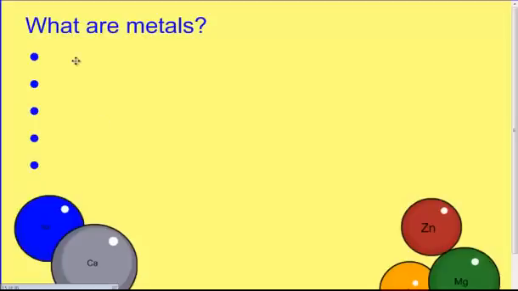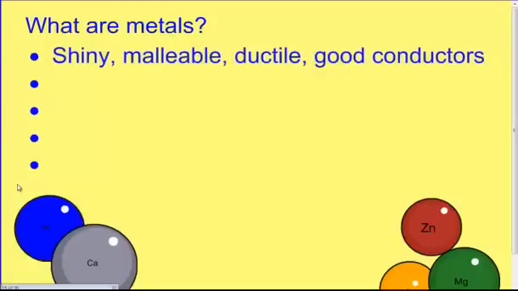What are metals exactly? This is kind of a recap. They're shiny, malleable, meaning they can be pounded into sheets, ductile, meaning they can be drawn into wires, like copper is very ductile, and good conductors, meaning they can conduct thermal energy or electrical energy.